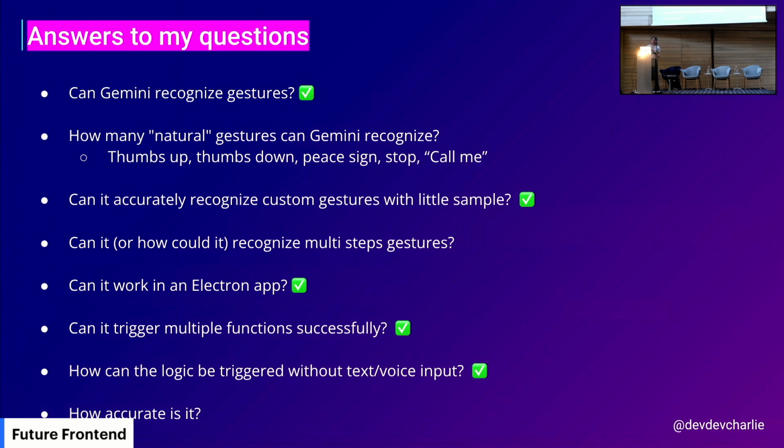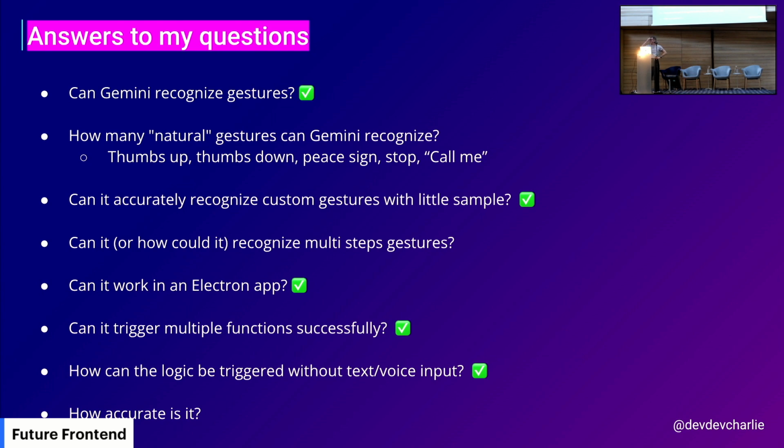Can it work in an Electron app? Yes, I haven't shown it here, but it's JavaScript. So if you didn't want something in the browser, you wanted to do a desktop app that would then interact with other things, that definitely works. Can it trigger multiple functions successfully? Yes, we had getLight and toggleLight. How can the logic be triggered without text or voice input?